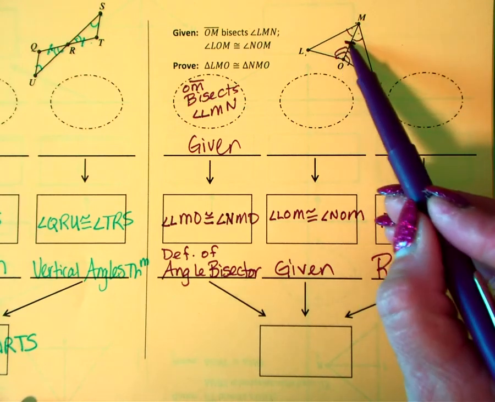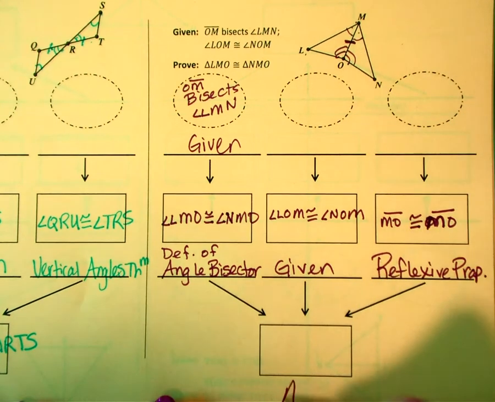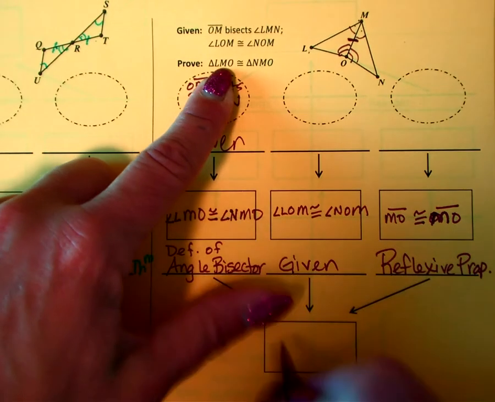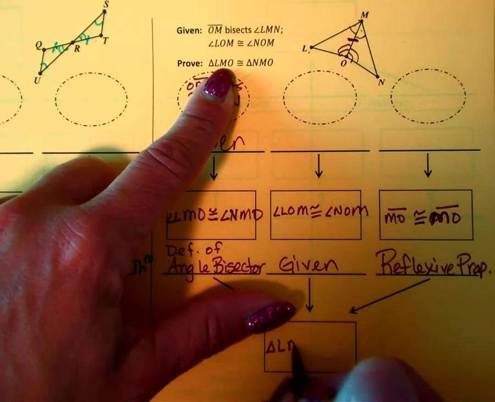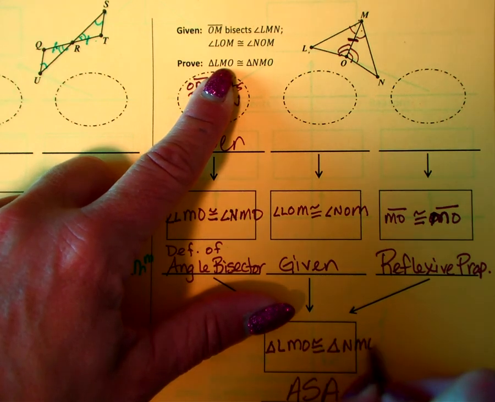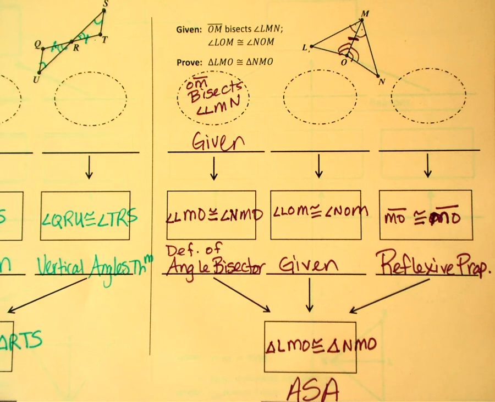I have angle, side, angle, angle, side, angle. So because of angle, side, angle, I have proven what it's asked me to prove, which is that triangle LMO is congruent to triangle NMO. So see, when you break it down and do one step at a time, you will be just fine.